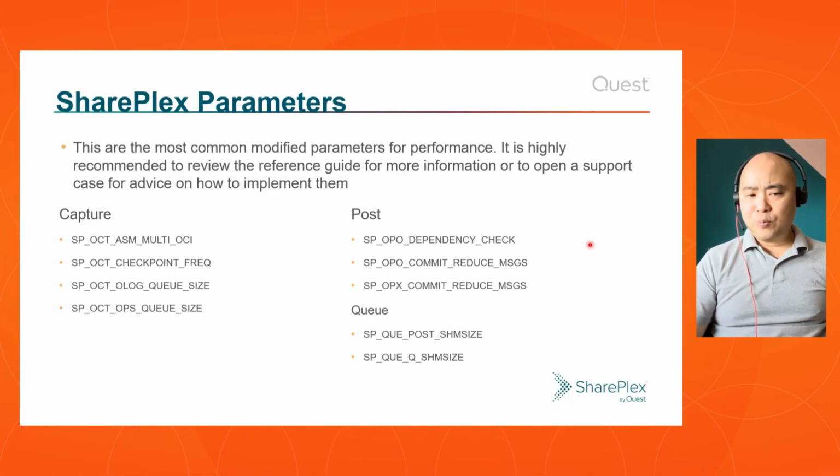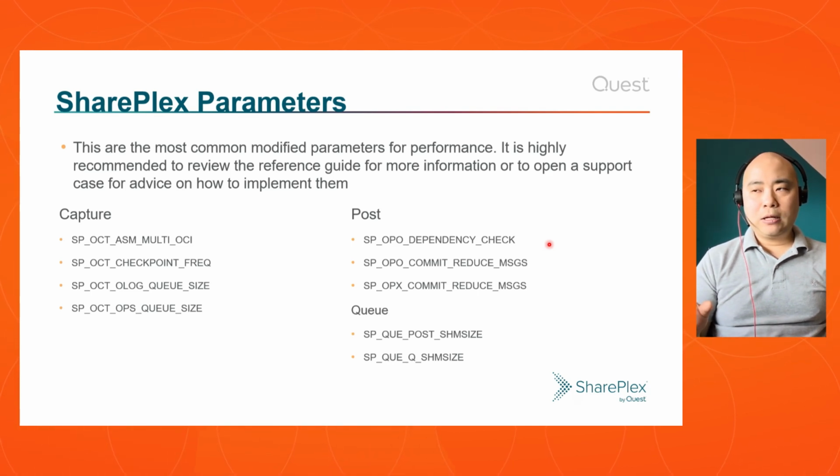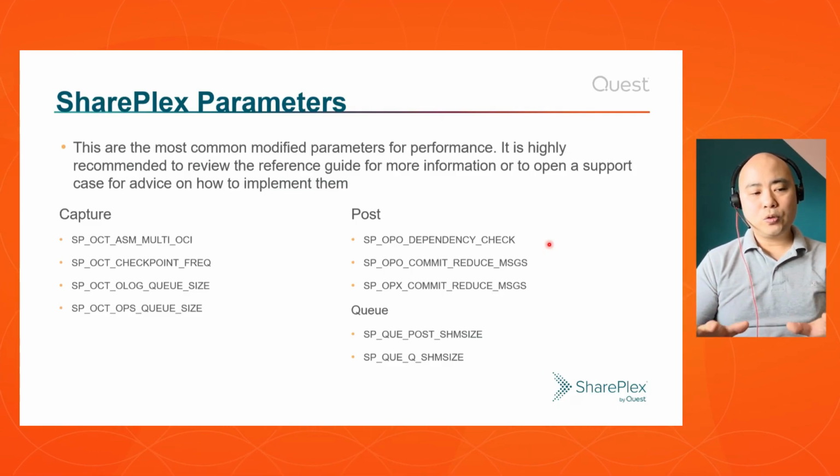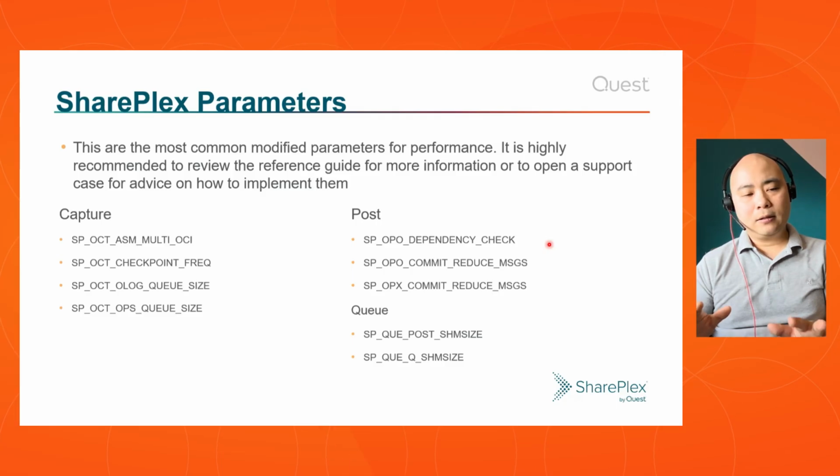As for post, usually the most used ones for Oracle are dependency check and commit reduce. Dependency check basically enables what we call post enhanced performance. This will activate logic in post to be able to use more parallel processing of the queues, so it processes the queue in parallel.